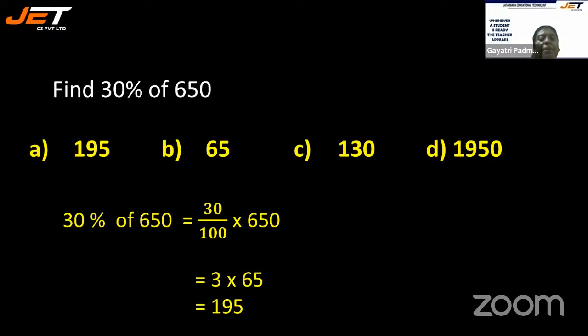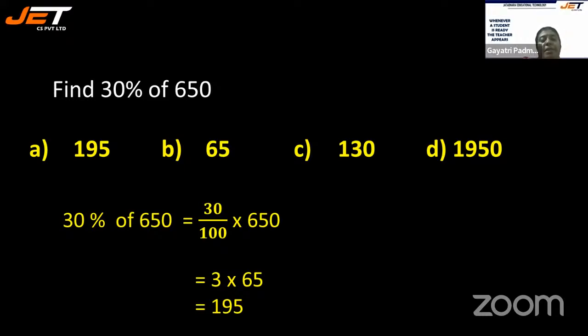All right. See here. Find 30% of 650. So the answer is being worked out here. I don't have to again work it out and explain. It is 30 by 100 into 650. This has already been discussed. When you convert it into percentage, you multiply by 100. But here it says find 30% of 650.